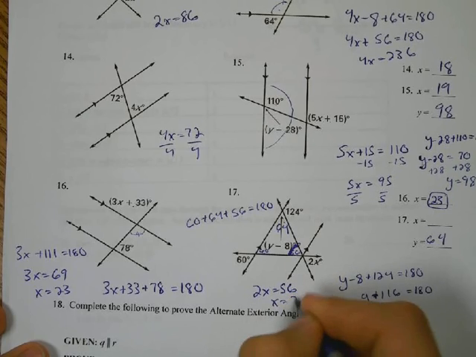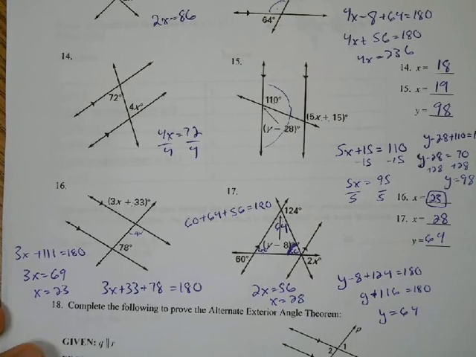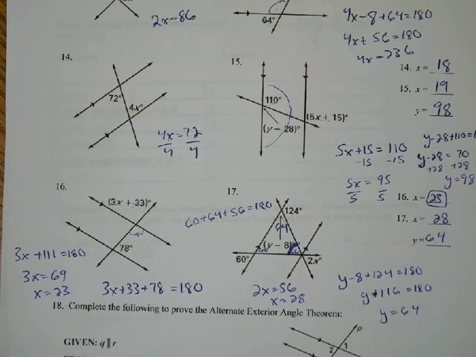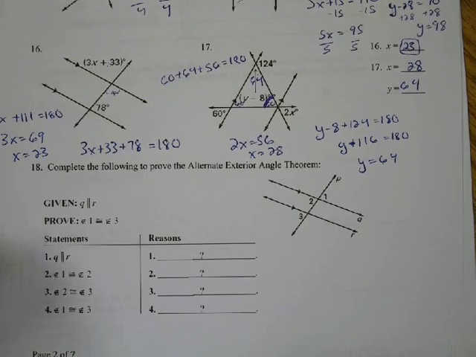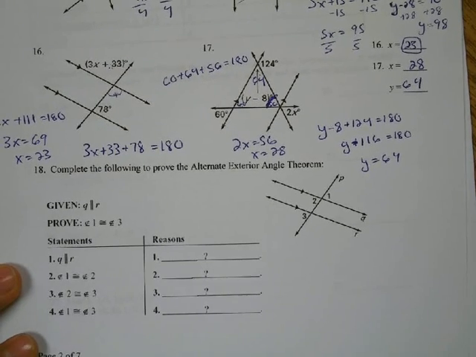Alright, we'll do the proofs. We'll cut the video. Now with proofs, we've got this one column. Anytime you have a given, those are free points. So Q is parallel to R, that's given.